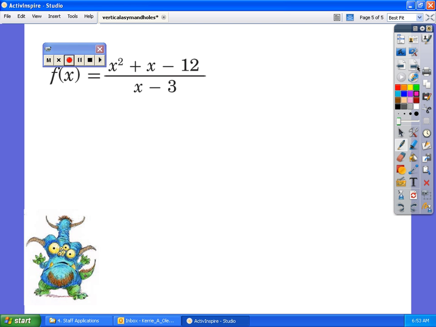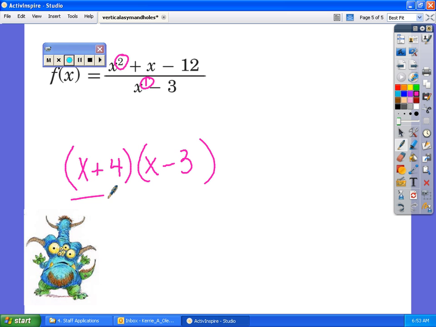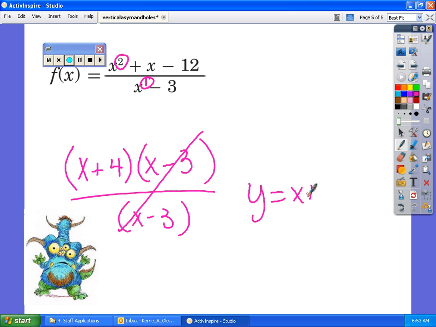We're actually not going to focus as much on these, but let's go ahead and do this. The power is higher on top. When I factor it, I get x plus 4 times x minus 3 over x minus 3. The x minus 3's cancel, so y equals x plus 4 is my slant asymptote.